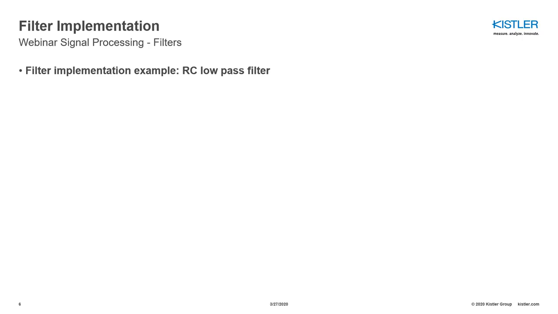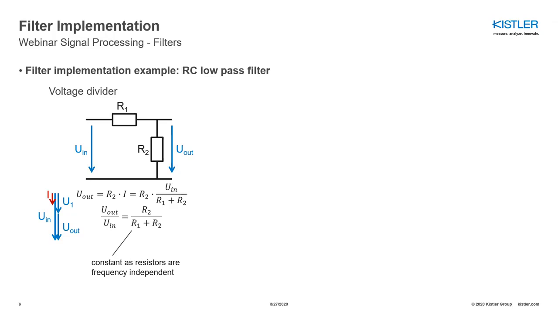How can a filter be implemented in the analog world? In this case, I'm going to show you how you can implement an RC low pass filter. First of all, we are going to have a look at the simple voltage divider. The voltage divider consists of 2 resistors, R1 and R2, an input voltage U in and an output voltage U out.